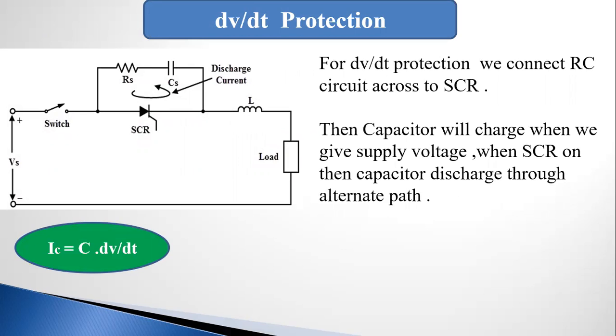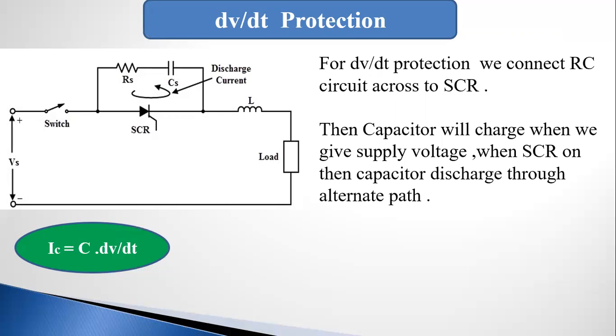Now next, our topic is the dV by dt protection. In that case, you can see here, according to the circuit diagram, we have connected a resistance and capacitance in parallel with the SCR, and also connected an inductor. For dV by dt protection, we connect the RC circuit across the SCR. We can say that it is the RC circuit.